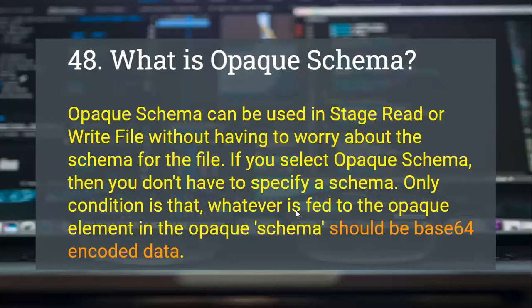What is Opaque schema? Opaque schema can be used in stage read or write without having to worry about the schema for the file. If you select Opaque schema, then you don't have to specify a schema. The only condition is that whatever is fed to the Opaque schema should be base 64 encoded data.